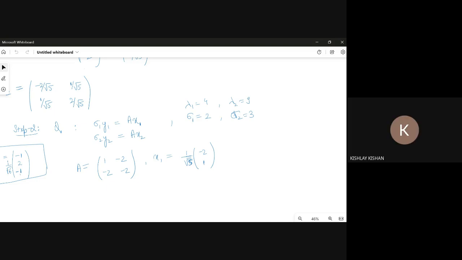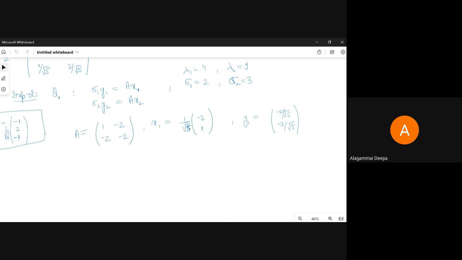Minus 4 by root 5. Okay, what is y1? Minus 2 by root 5 and minus 3 by root 5, is it? Is this what you are getting? No, not 3. I'm getting only 1 by root 5.